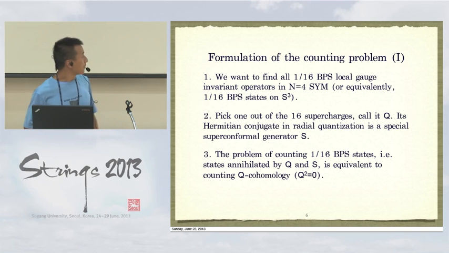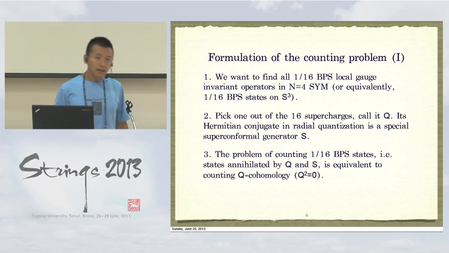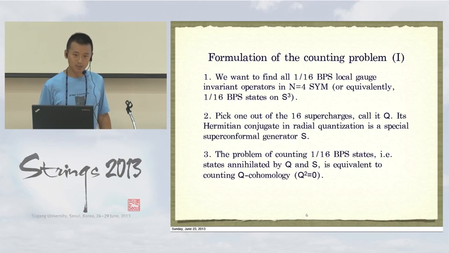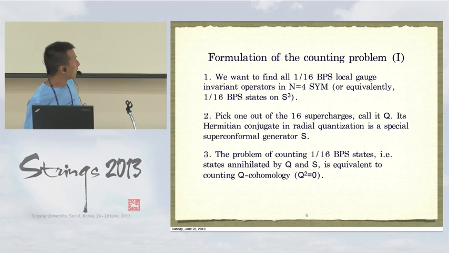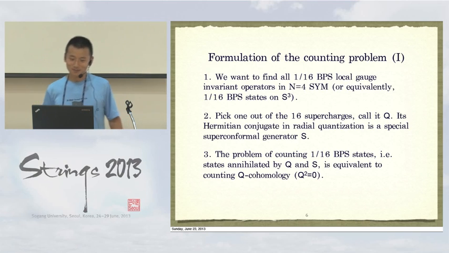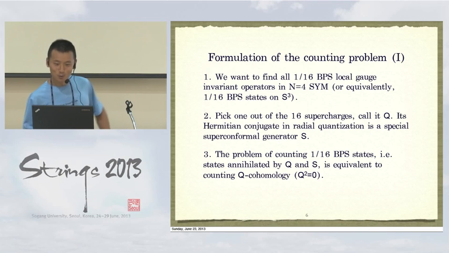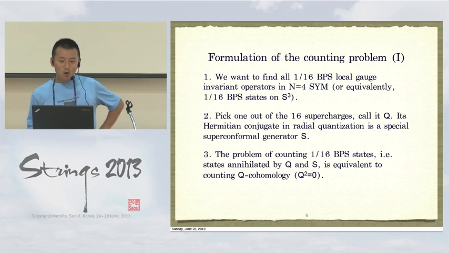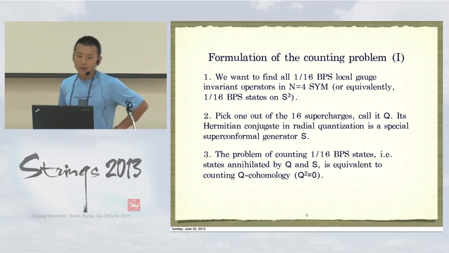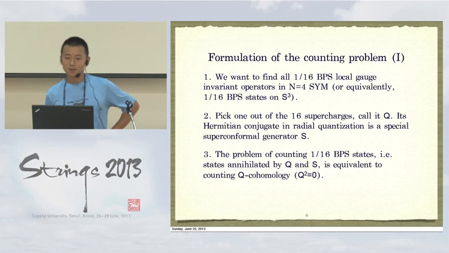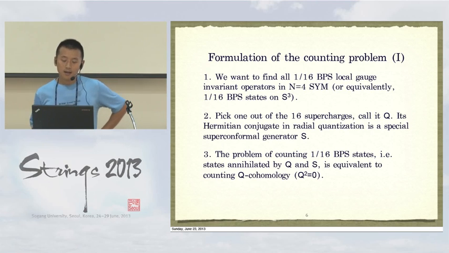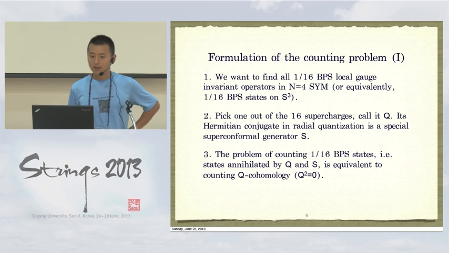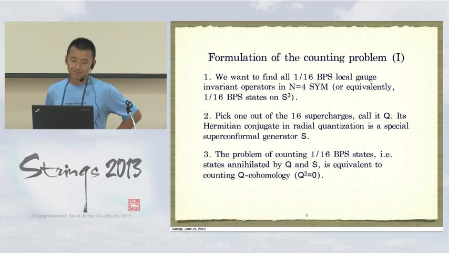Okay, I'm going to now formulate the counting problem of 1/16 BPS states. Most of this was well known, and as I mentioned, I'll add epsilon in a few slides to what's already known. So we want to find all 1/16 BPS local gauge invariant operators in N=4 super Yang-Mills theory in 4 dimensions, or equivalently, in radial quantization, 1/16 BPS states of the theory on the 3-sphere.